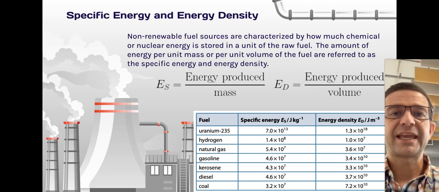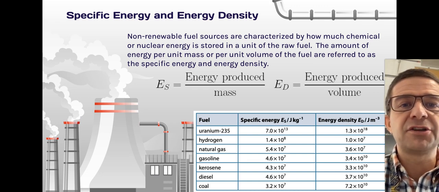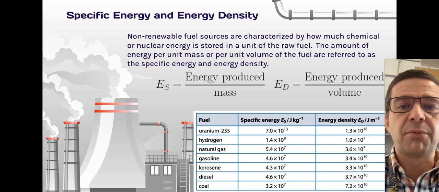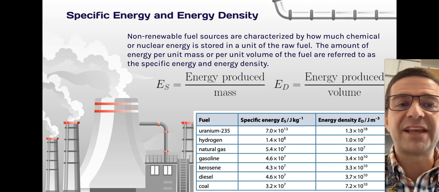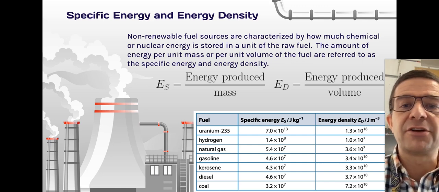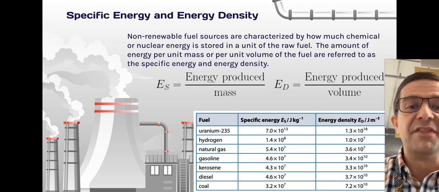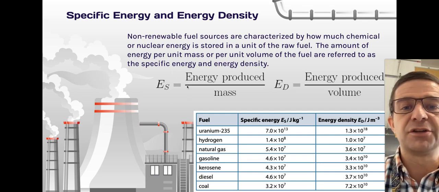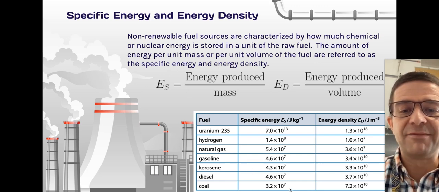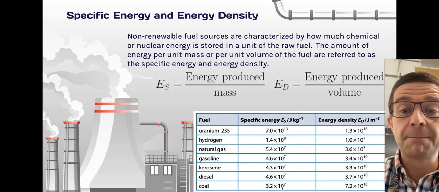In terms of the calculations or the problem solving that's done in this unit, two terms, specific energy and energy density, are important to learn and understand the distinction between them. These are used to quantify the amount of energy that's stored in non-renewable fuel sources. So how much chemical energy do you have in a kilogram of coal? That would be the specific energy associated with coal. And we see that that's 3.2 times 10 to the 7th joules per kilogram.